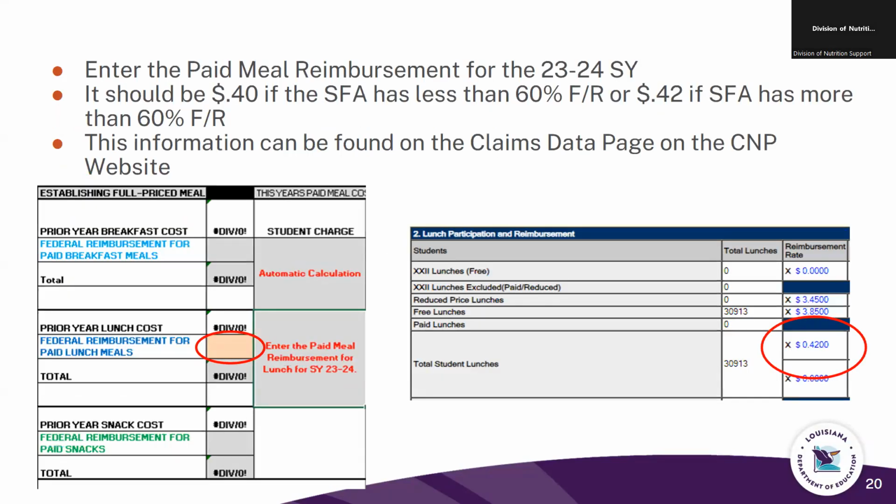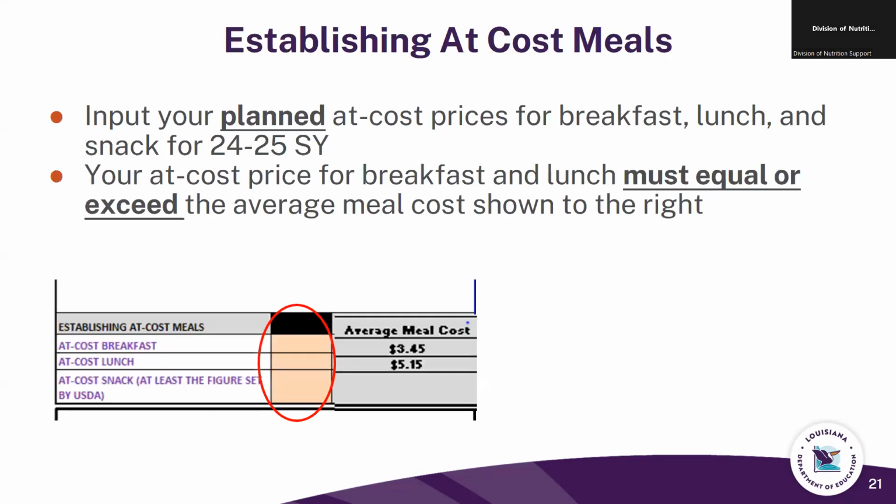Next, you're going to enter the paid meal reimbursement for the 23-24 school year. This information can be found on your claims data page on the CMP website. There's a screenshot on the side of the claims data where it can be found. The tool will calculate the average meal cost for breakfast, lunch, and snack.